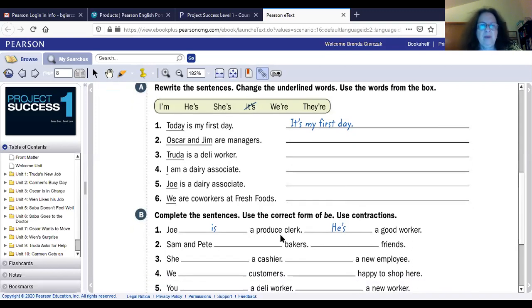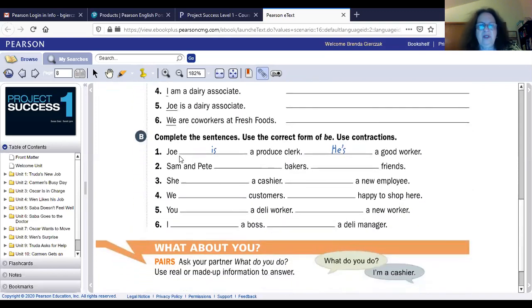Okay, let's go to number B. We're going to fill in the blank again here. Complete the sentences. Use the correct form of be. Use contractions. So here's an example. Number 1, Joe is a produce clerk. He's a good worker.